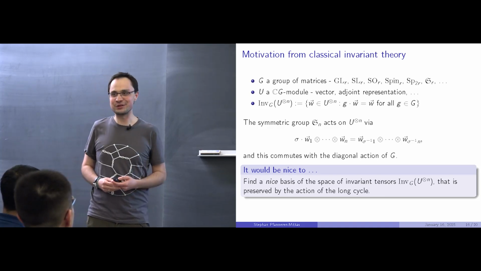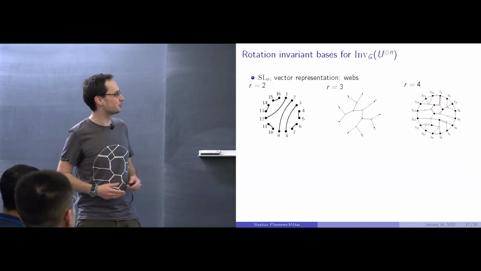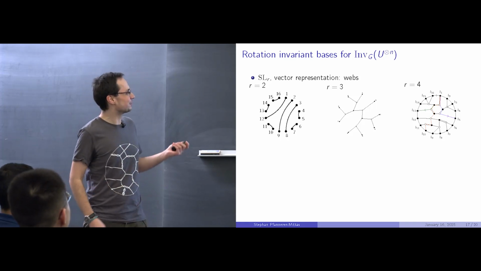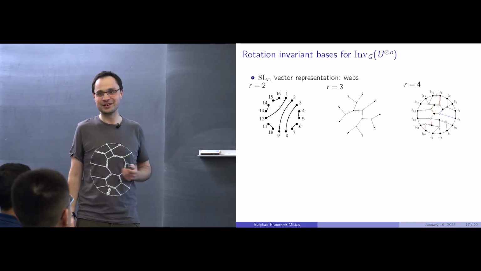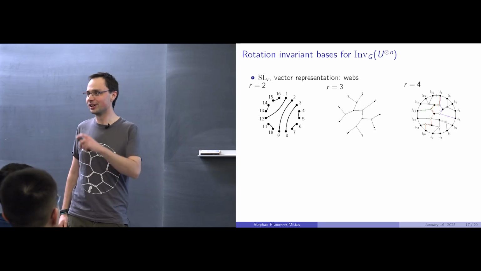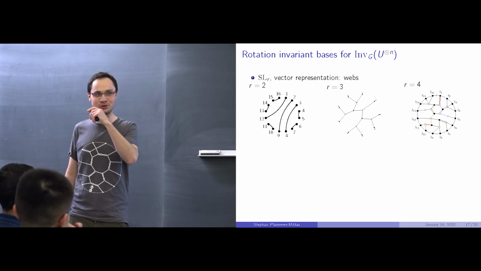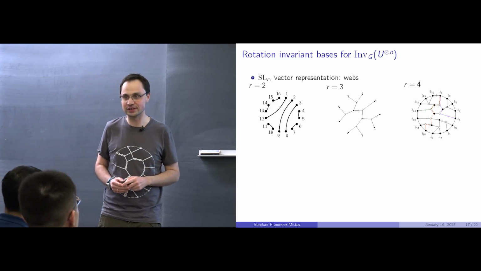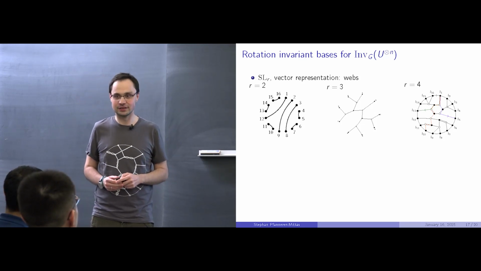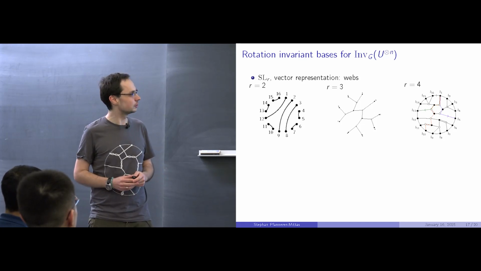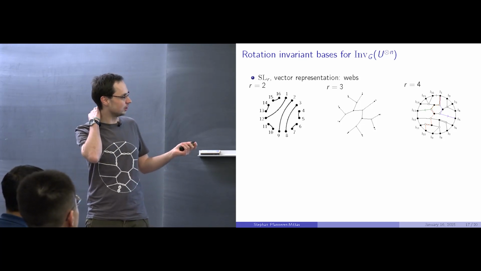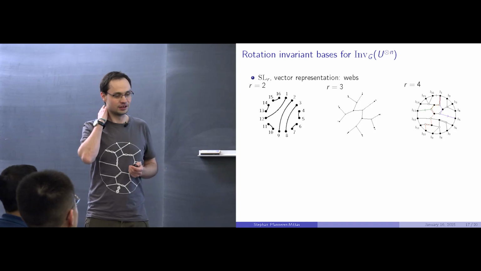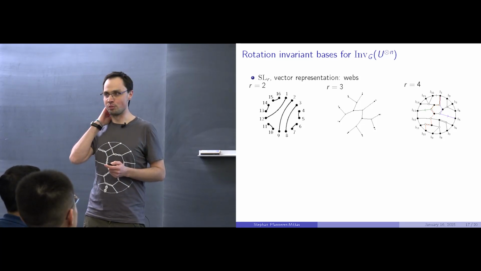And in the beginning, I kind of promised that I will not talk about webs, but now I talk about webs. So for SL_R, for R equals 2, the solution is what I would call an SL2 web, but you have seen those. These are the non-crossing perfect matchings. These give us a nice basis of that invariant space. For R equals 3, it's the basis given by Kuperberg's webs.